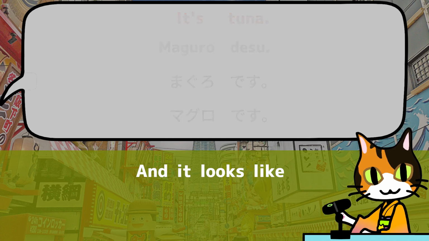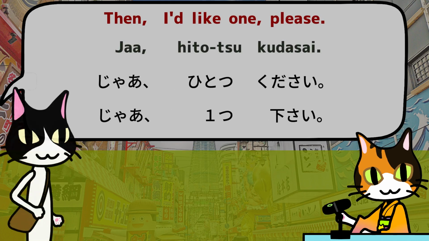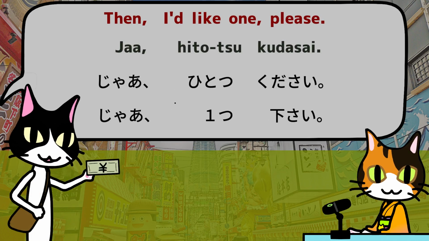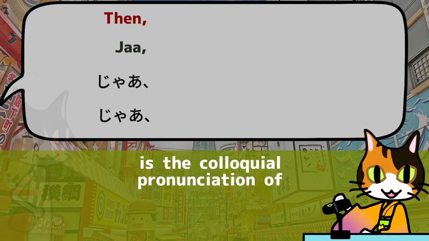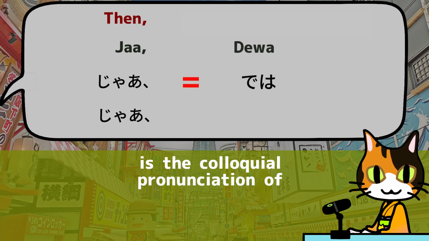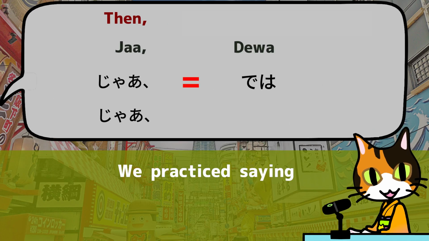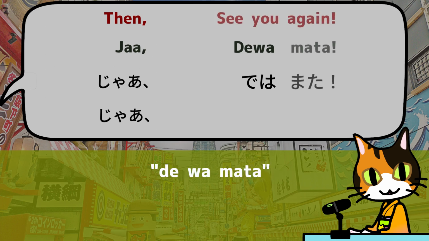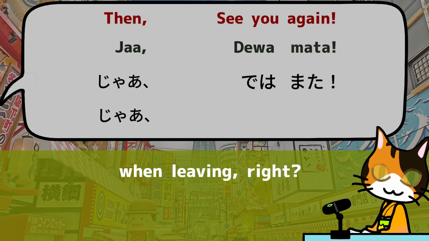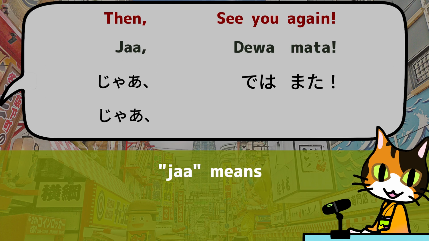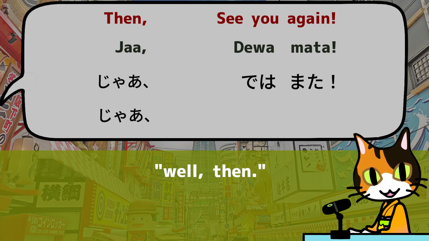And it looks like the tourist decided to buy one. じゃあ、一つください。 Ja is the colloquial pronunciation of dewa. We practiced saying dewa mata when leaving, right? Like dewa, ja means, well, then.